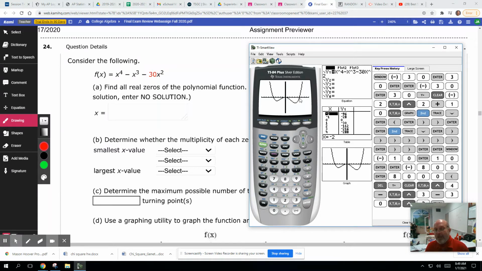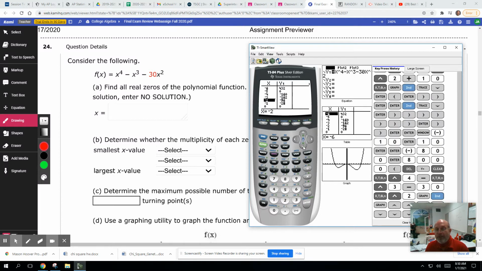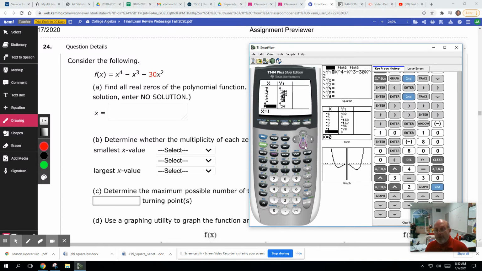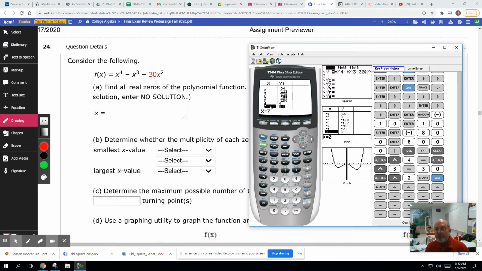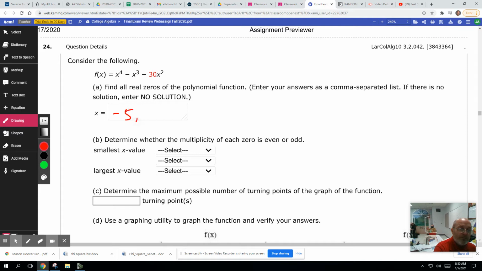If that's the case, how many zeros are we going to have here? How many real zeros are we going to have? 3? All right, I'm going to look at the table and see if I can spot all 3 of those first. At negative 5, y is 0, so negative 5 is a zero. At 0, y is 0, so 0 is a zero. And at 6, y is 0. So it looks like negative 5, 0, and 6 are the zeros of my polynomial.